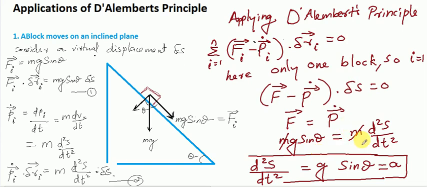And what is P dot? It is m d square s by dt square. Cancel the mass from both sides. We get d square s by dt square equal to g sin theta, that is A. This is the well-known equation for an object moving on an inclined plane that we derived using D'Alembert's principle. D square s by dt square equal to g sin theta.